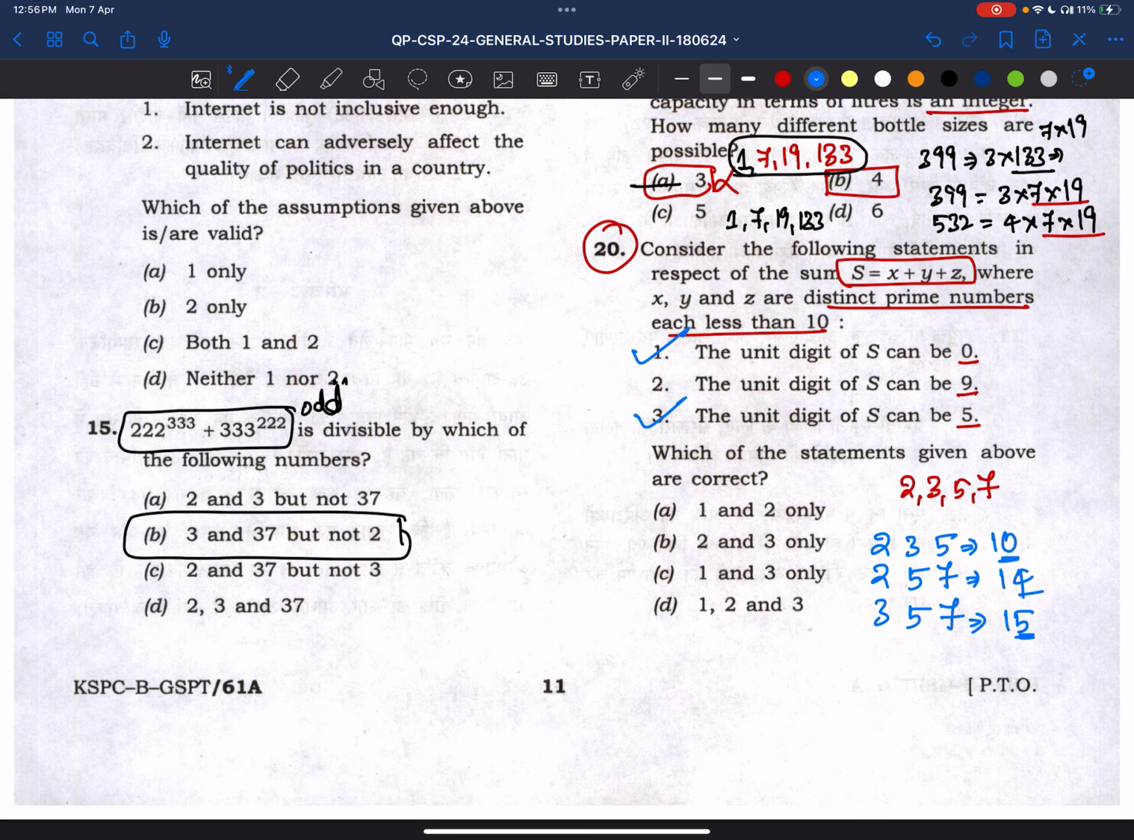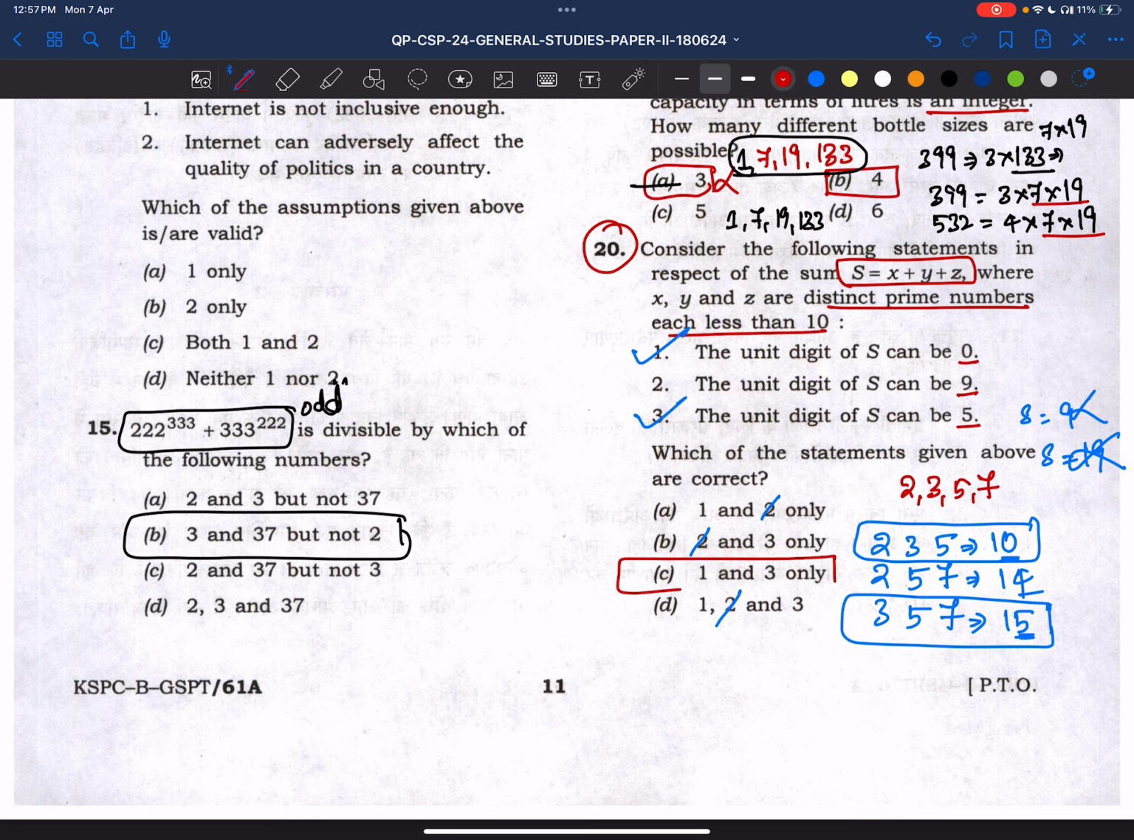To get the unit place as 9, you need the sum value to be either 9 or 19. See, this is the maximum possible value of the sum, 3 plus 5 plus 7, so 19 is not possible. And this is the least possible value of the sum, that is 10, so even a sum of 9 is not possible. So what will the answer be? 2 is present in 3 options. The answer will be C.